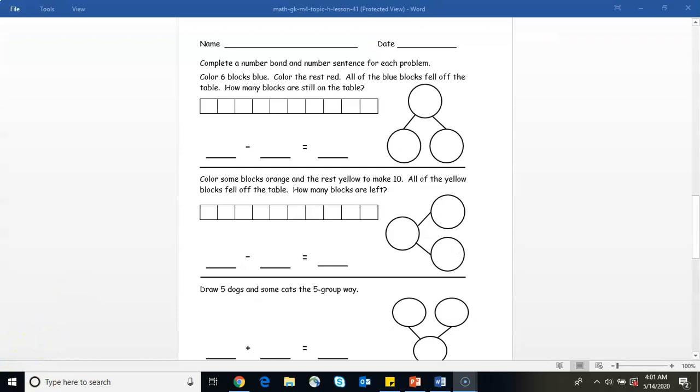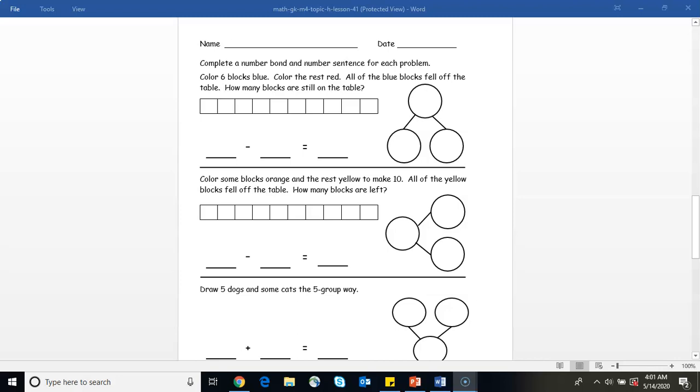Okay, guys, so this is the last one that we're going to do together. It says complete a number bond and number sentence. I'm sorry, this is lesson 41. So complete a bond and number sentence for each problem. It says to color 6 blocks blue and the rest red. Since I only have the color black, I'm going to color some black and leave the rest white. Okay, so we're going to do this last one together. This is lesson 41. And I'm just going to do the first one with you guys. So it says to complete a number bond and number sentence for each problem. Color 6 blocks blue, color the rest red.